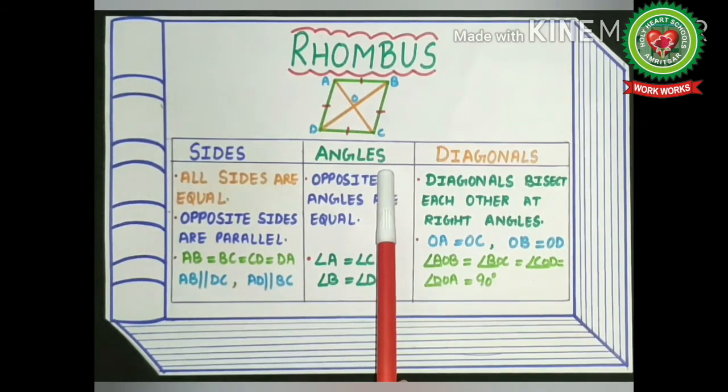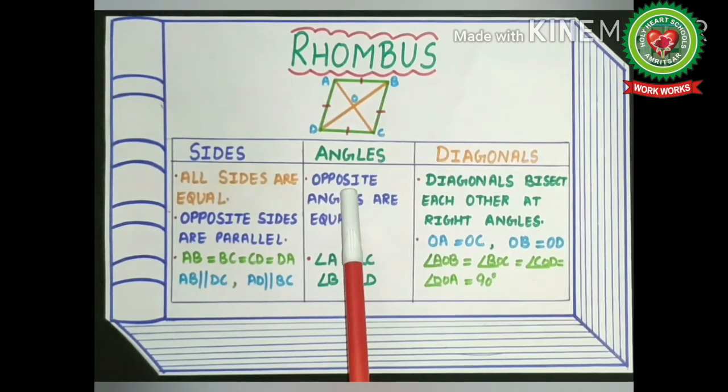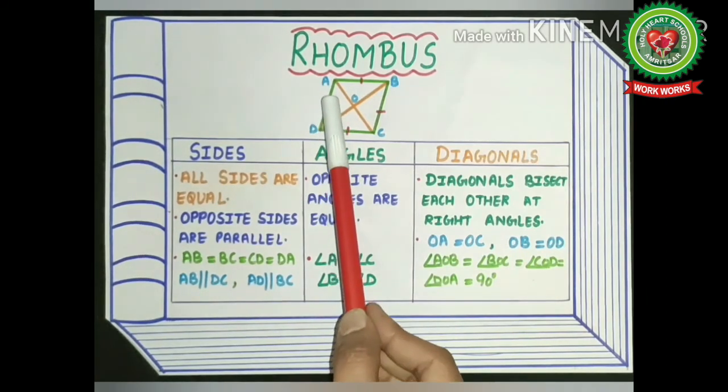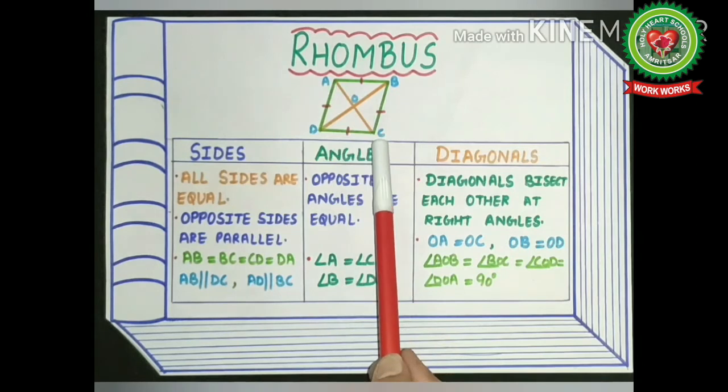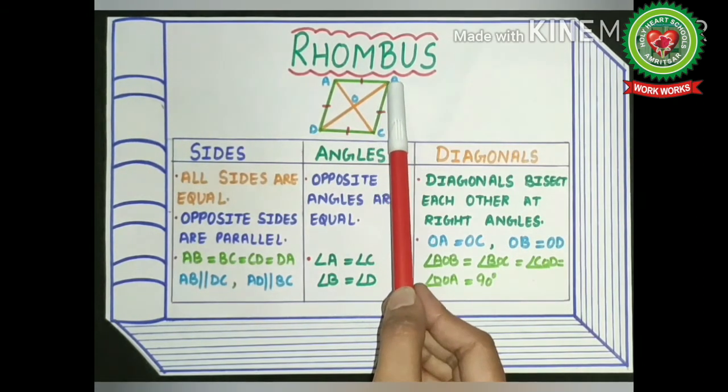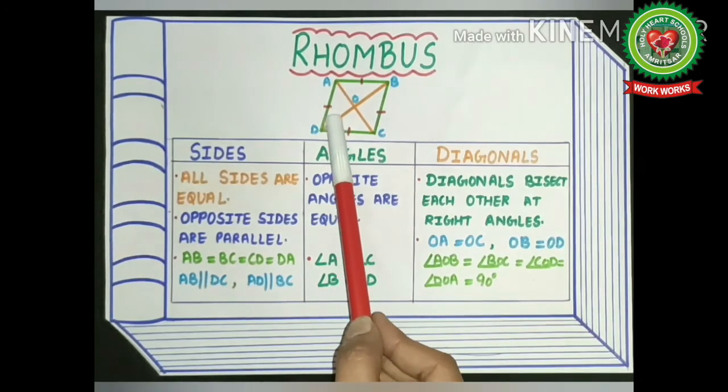Next we will discuss about angles of a rhombus. Opposite angles are equal. Opposite angles. Angle A is equal to angle C. Next pair, angle B is equal to angle D.